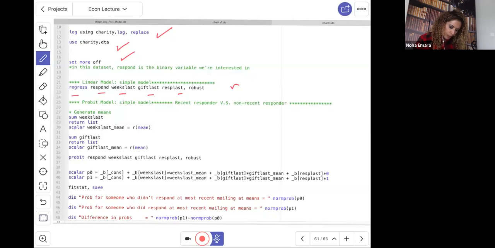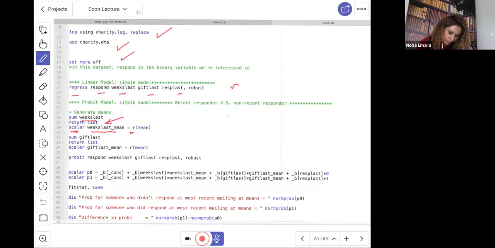Now, the question is asking you to compute the means of variables, or the averages. So the first one you're asked to do is for weeks last, and I'm asking Stata to return the list, and I'm going to create a variable, call it weeks last mean, which is going to take the means which are saved in the background of Stata, and save it in a variable which I decided to call weeks last underscore mean.